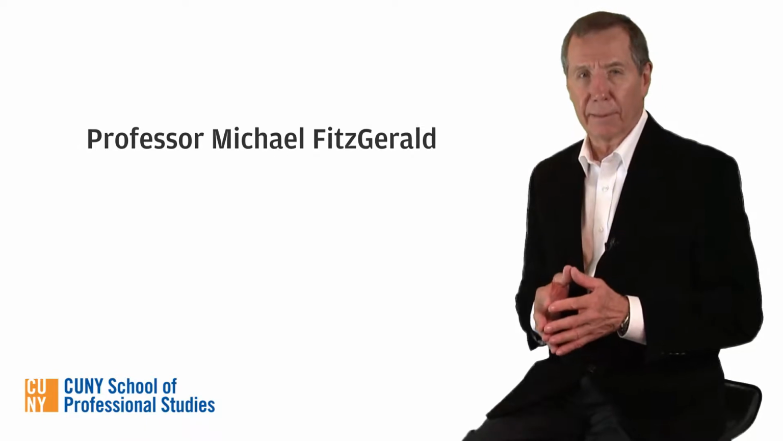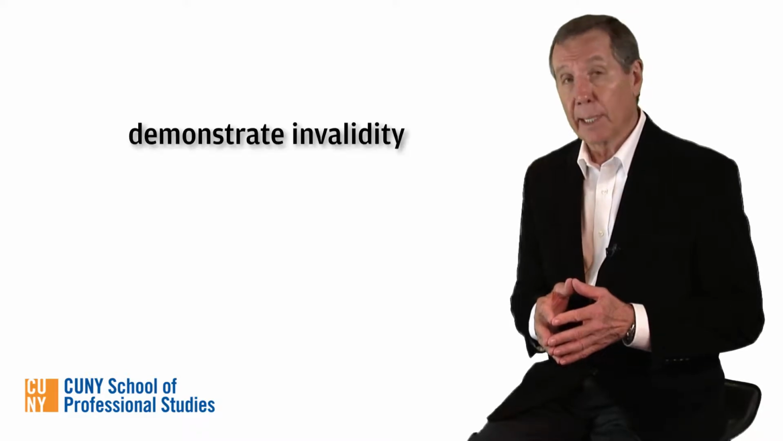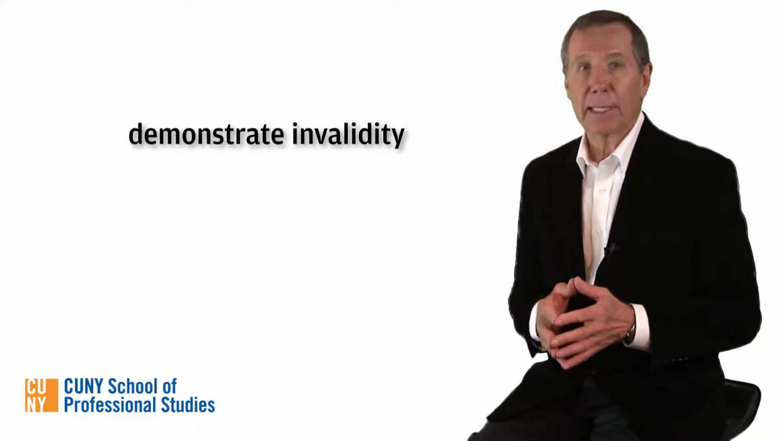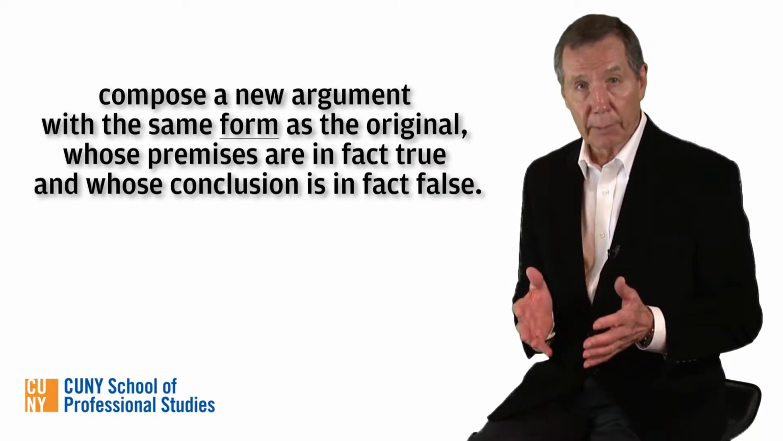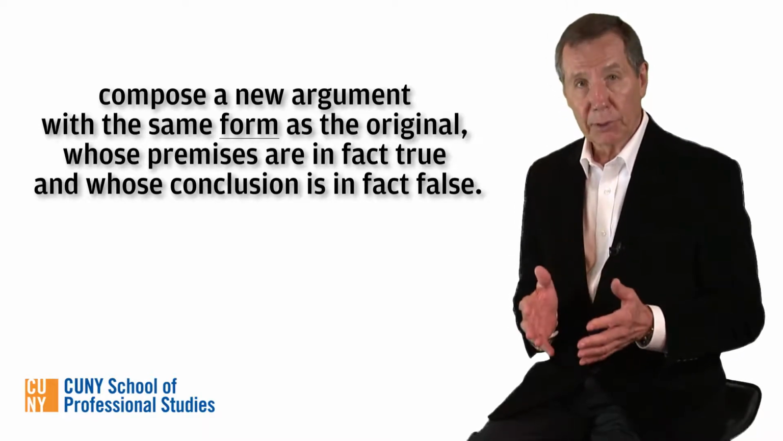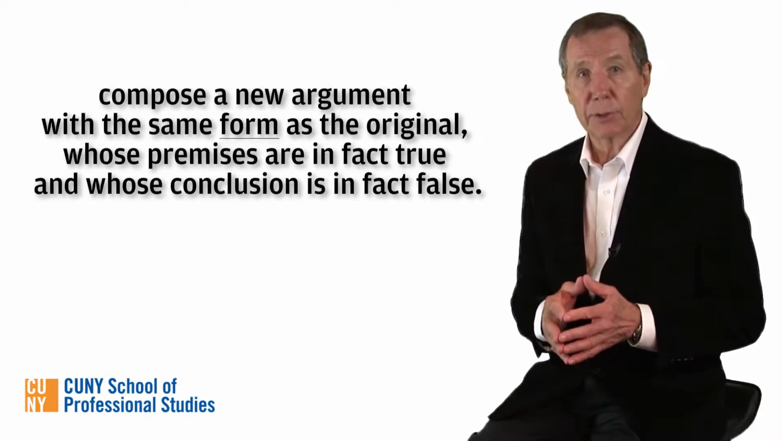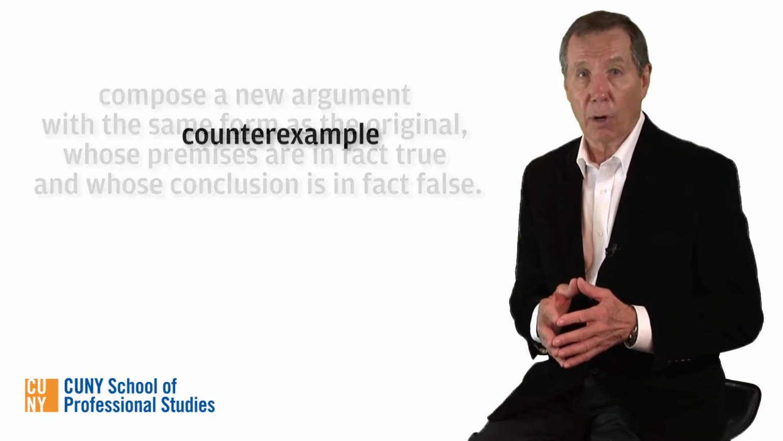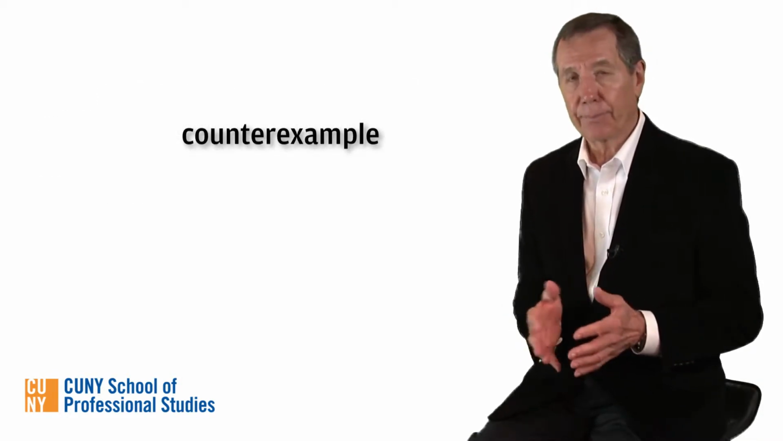Let's return to validity for a moment. As it turns out, we have a powerful skill at our disposal. Namely, we can demonstrate invalidity. To demonstrate the invalidity of an argument, we simply need to compose a new argument with the same form as the original, whose premises are in fact true and whose conclusion is in fact false. We will call this new argument a counterexample.